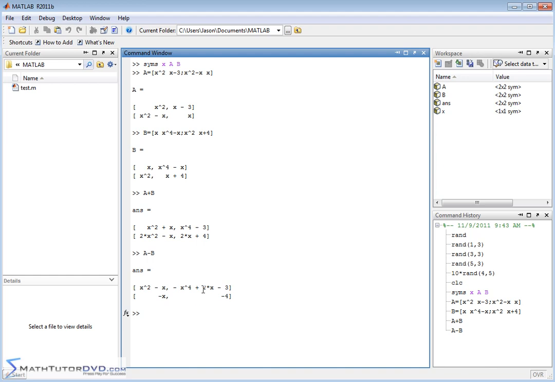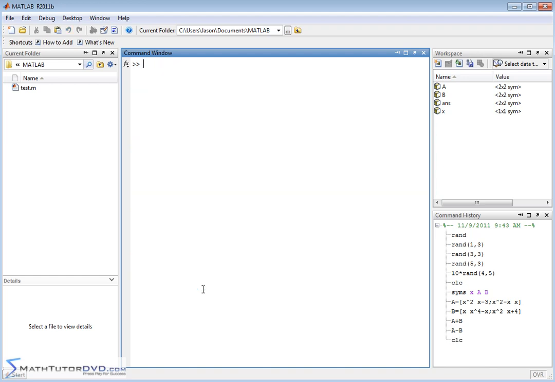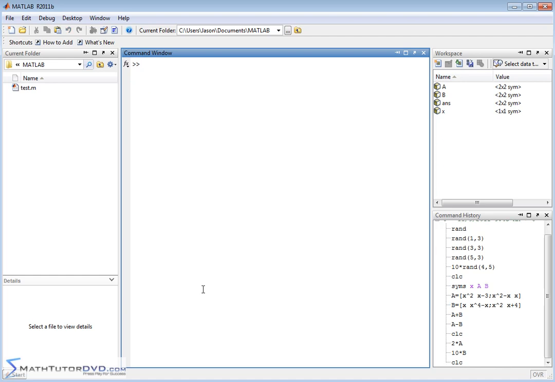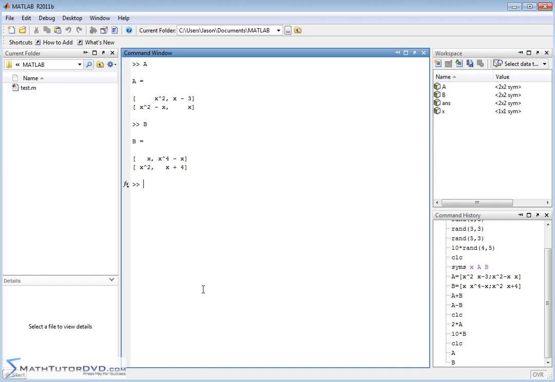I'm going to go element by element and subtract. I can take 2 and multiply it by matrix A. I can take 10 and multiply it by matrix B, and I'm going element by element just like you do if it were numbers, but it's treating everything exactly as symbols. So let me put matrix A and matrix B back up here. I can also multiply these matrices because they're both 2 by 2 matrices, A times B.